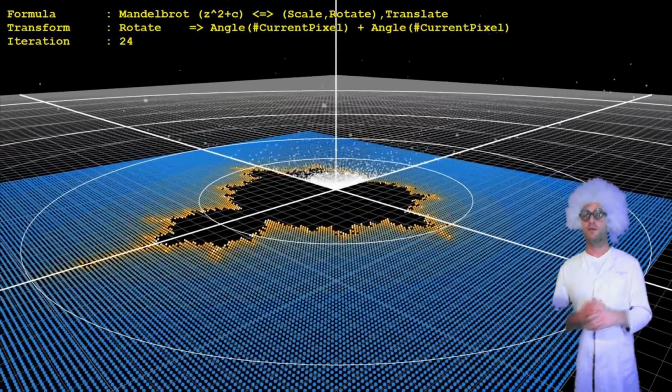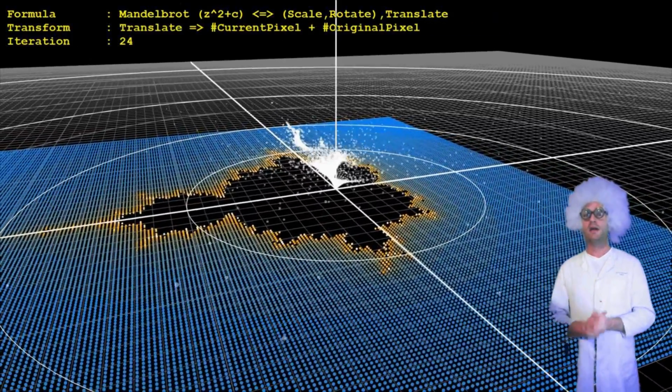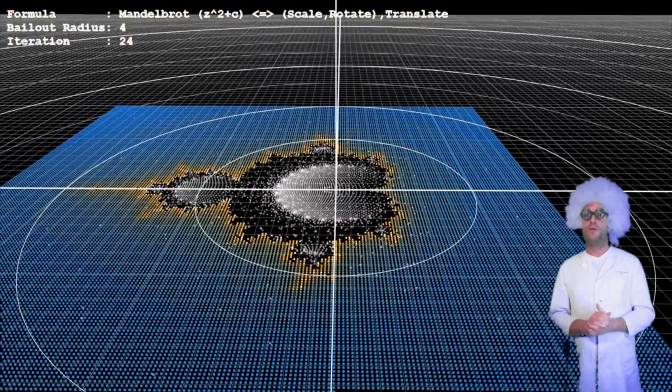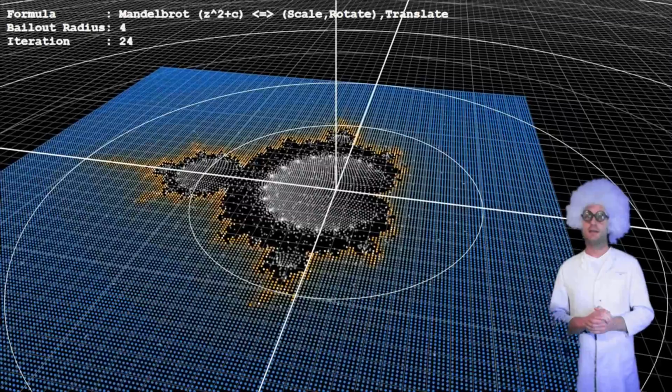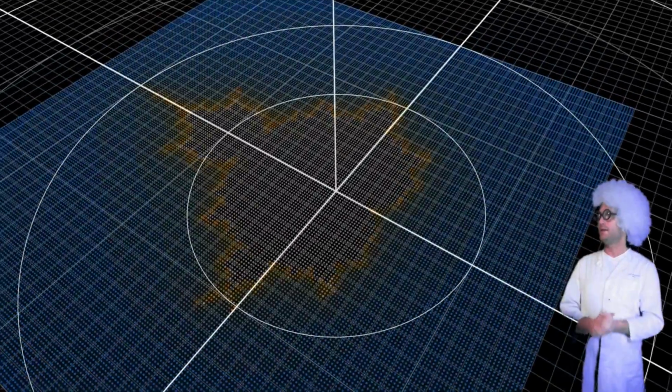This is the last iteration. All points that did not bail out until now are considered belonging to the Mandelbrot set. Here we move them to their starting locations and color them black. And this is the resulting image.